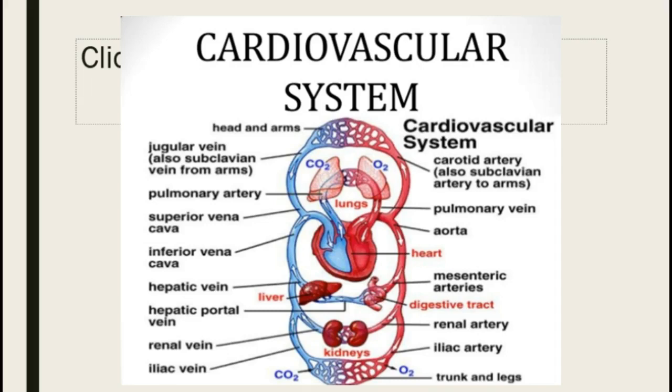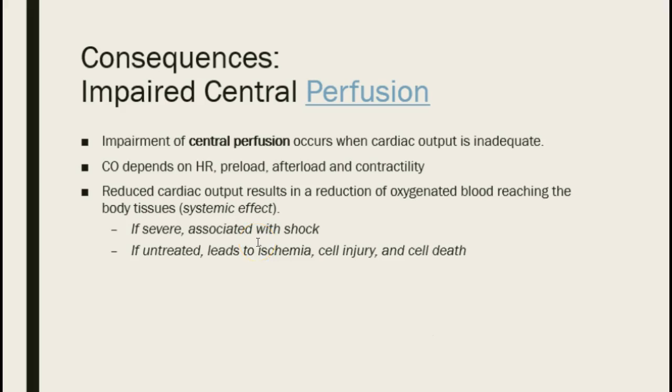And then once that oxygen has gone out of the blood supply, and the CO2 has gone into it, it returns back the other side of the body, essentially returning to that right side of the heart to go into the lungs to be oxygenated again. So just be familiar with this. There's nothing really major on it, but if you don't understand this concept, it can make some later concepts a little more challenging. So let's take a look at impaired central perfusion.